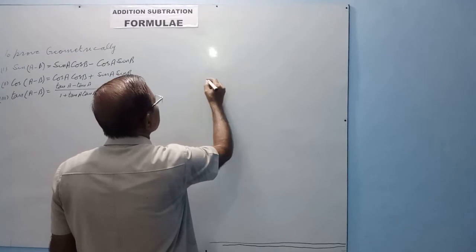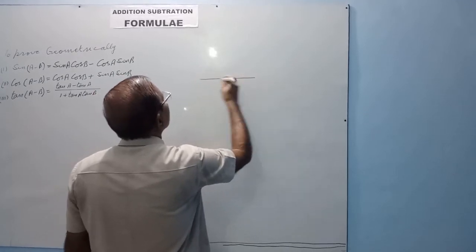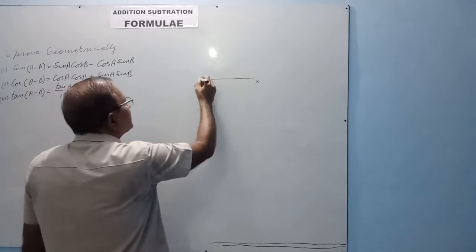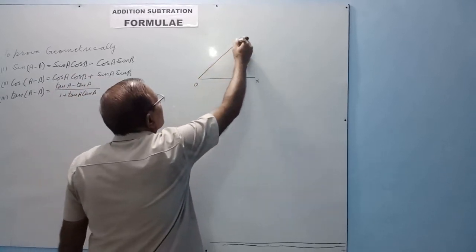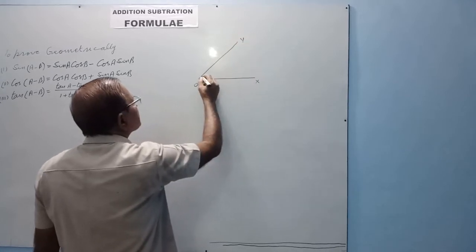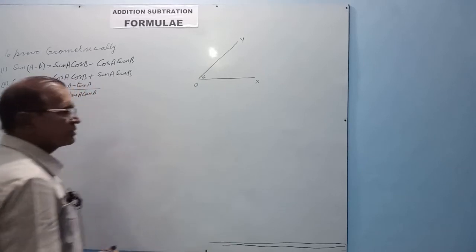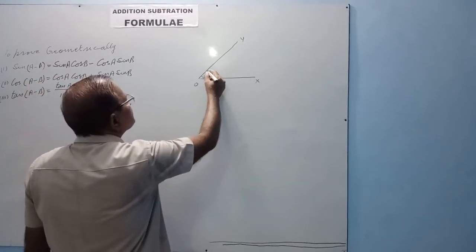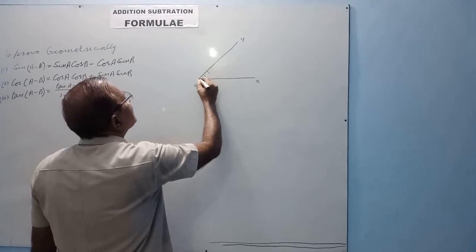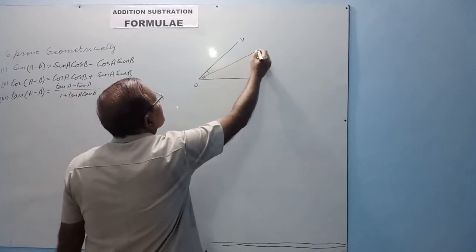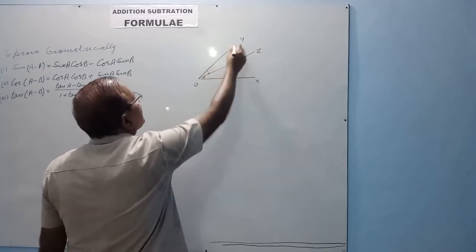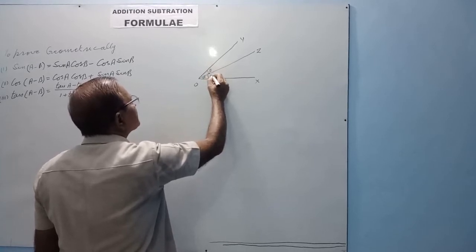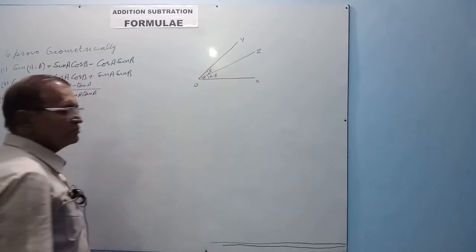Take an initial line OX. It's the beginning line OX. Rotate it to XOY such that this angle XOY is A. Rotate it back to OZ such that angle YOZ is B. Thus this lower angle will come out to be A minus B. Like that you have to draw.